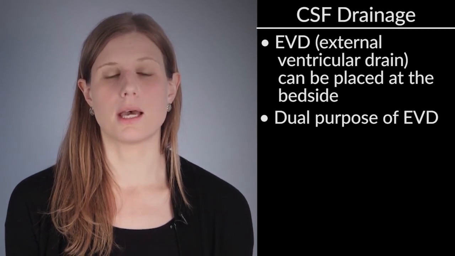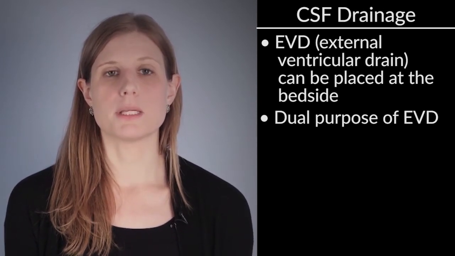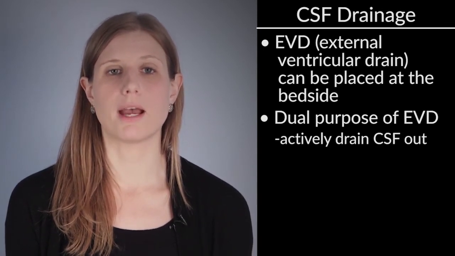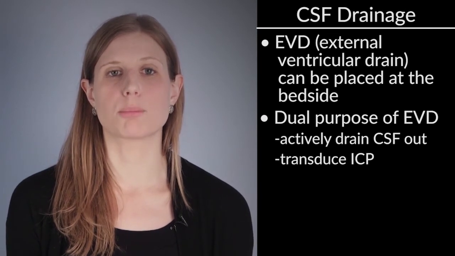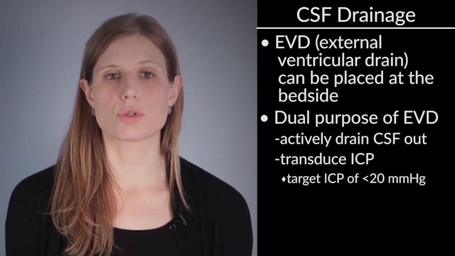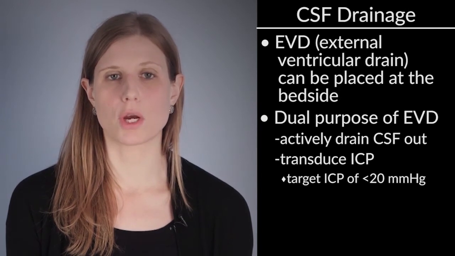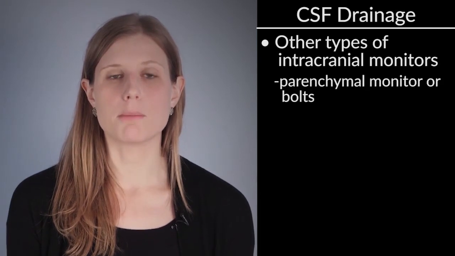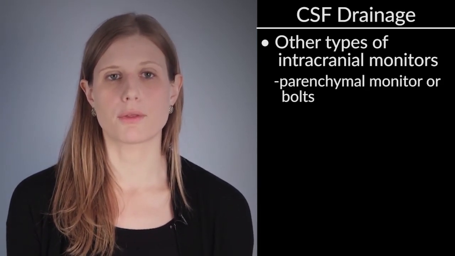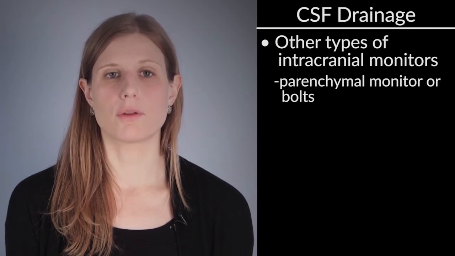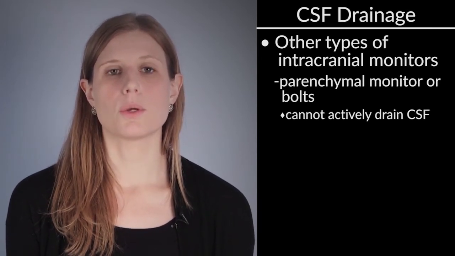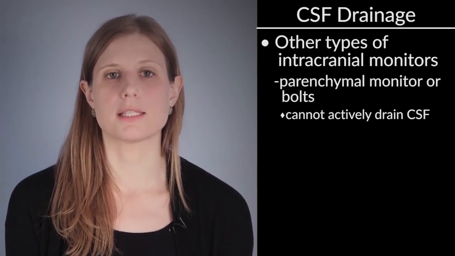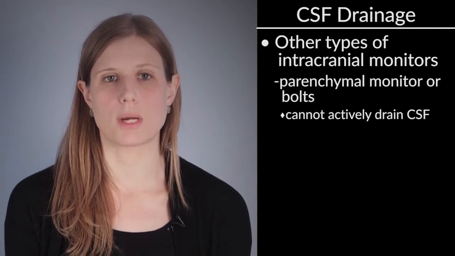So an EVD is an external ventricular drain, which means that the catheter is actually placed in the ventricular system, so it can drain CSF out, but it can also transduce an intracranial pressure. And typically, we're trying to target an intracranial pressure less than 20 millimeters of mercury. You may have heard of other types of intracranial monitors, such as parenchymal monitors or bolts, which can be put in other areas of the brain. However, they can't actively drain CSF. So if your goal is to actually decrease the intracranial pressure by decreasing the amount of CSF there, then you really need an external ventricular drain to do that.